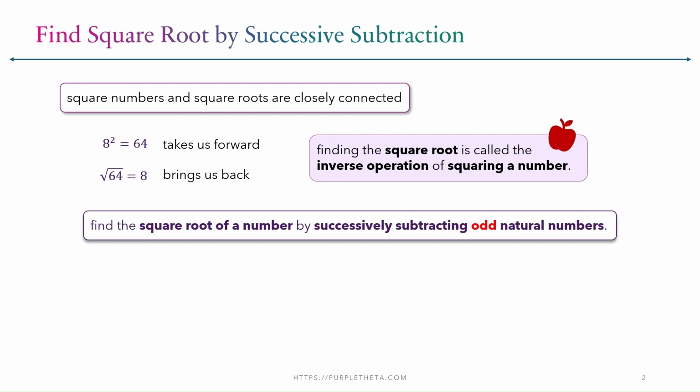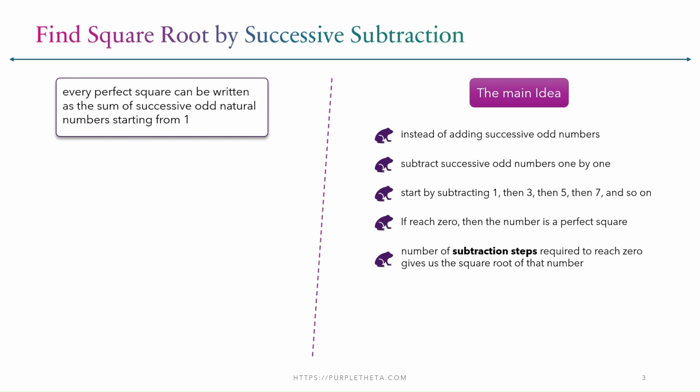In this video, we are going to learn an interesting method to find the square root of a number by successively subtracting odd natural numbers, right? So, before we begin, let us quickly recall a concept that we learned in one of the videos. We learned that every perfect square can be written as the sum of successive odd natural numbers starting from 1.